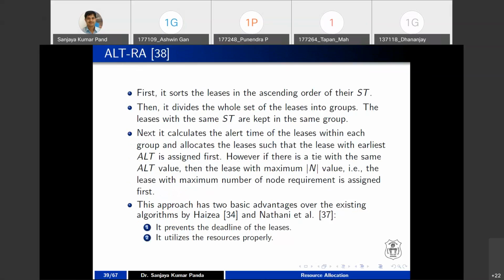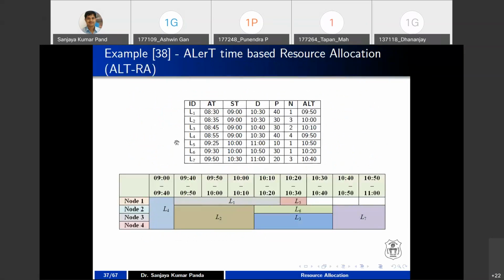Second, it divides the whole set into groups. Out of these 7 leases, you have to go for group formation. How are you going to form the groups? The leases with the same start time are kept in the same group. If you see this example, L1 to L4 have the same start time, so they form a group called G1. L5, L6 have the same start time, so they belong to the same group, that is group 2. L7 alone makes a group because its start time is different from the other leases. This is the second step.